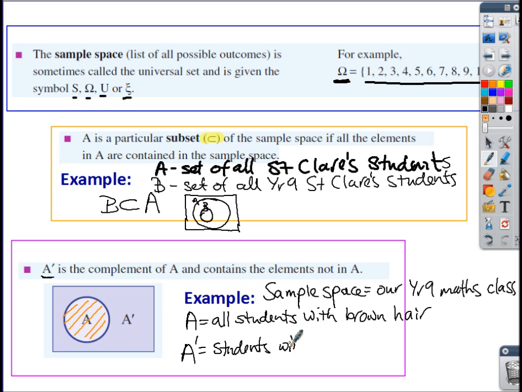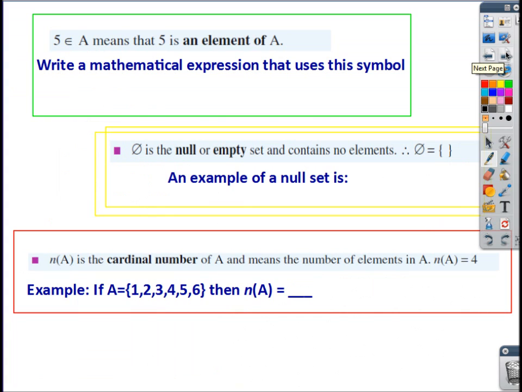So you might have students with blonde, black, red, what other colours of hair are there? Green, blue, etc. Anything except brown, any student with hair that was anything other than brown would be in the complement of A. Okay, so that's just a way of thinking about complement. Let me write it as that dash there.